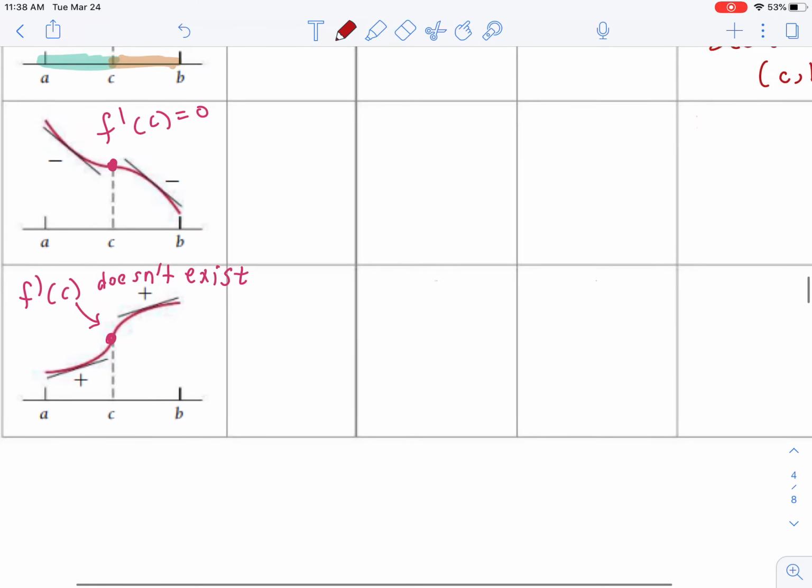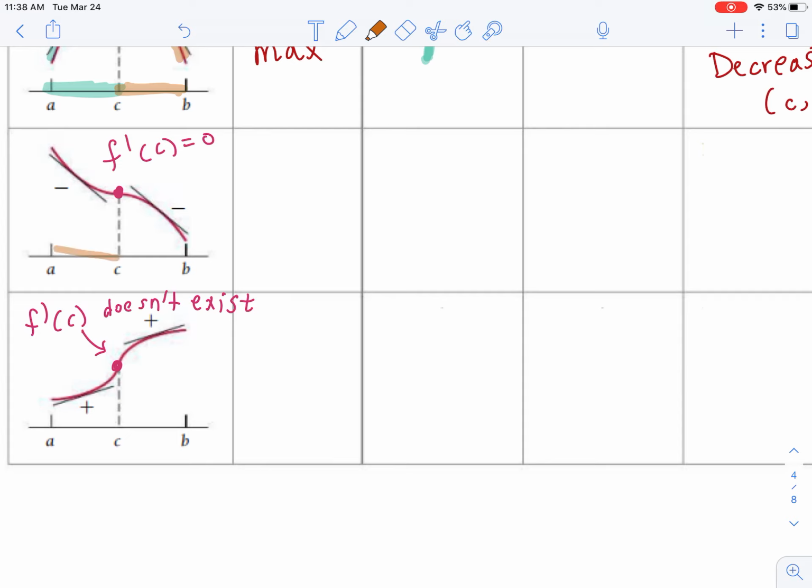So like right here, take a look at this one for me. Now, to the left of it, A to C, this is decreasing, right? It's going down from left to right. So the sign of the derivative will be negative. Now, to the right side of C, from C to B, notice it's still going down. So the sign is still negative.